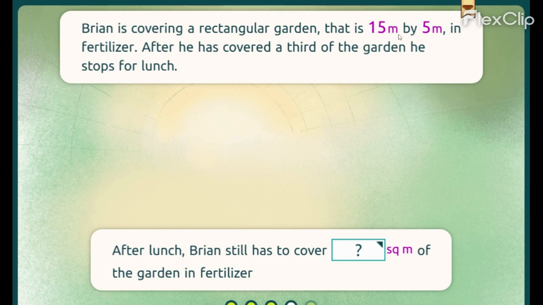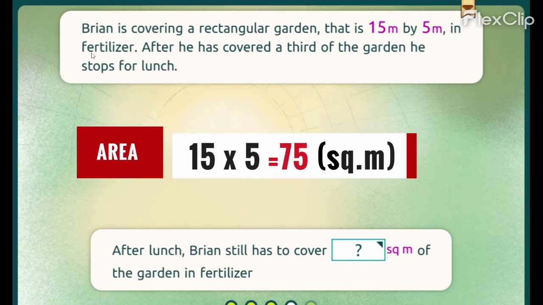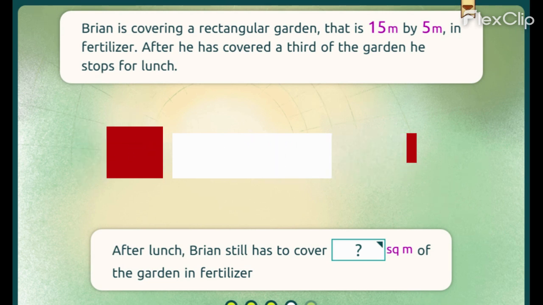We got here 15 meters by 5 meters. If we multiply 15 by 5, we will get 75 square meters. Multiplication always gives us square meters, and that is area. When we are covering the garden, when we are filling it up with something, in our case, fertilizer, a statement that Brian is filling up a rectangular garden with the dimensions 15 and 5 meters with fertilizer, we will definitely know that we will need the formula of area, 15 multiplied by 5.